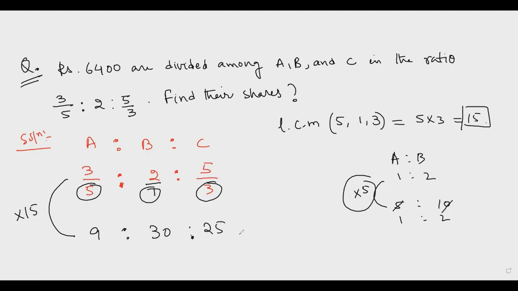25. Is that okay? Why we are multiplying by 15 is that we need to get a natural number, right? Natural number.